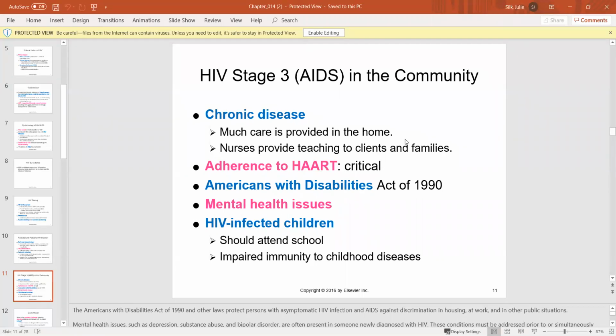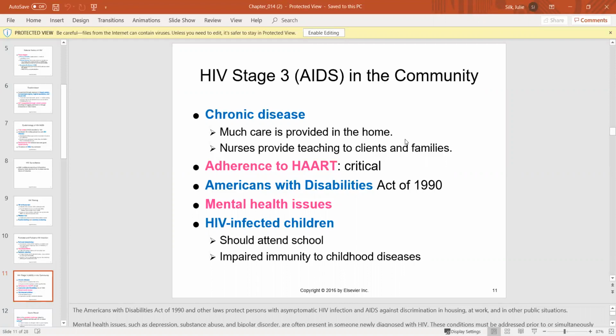If you can imagine, there's a real big stigma against people with HIV and AIDS. It's a little bit better now than it used to be, but it used to be really bad. So a lot of times people will just quit taking their meds because they're so depressed, or they start drinking or taking drugs or whatever because they're so depressed about what's happening to them.